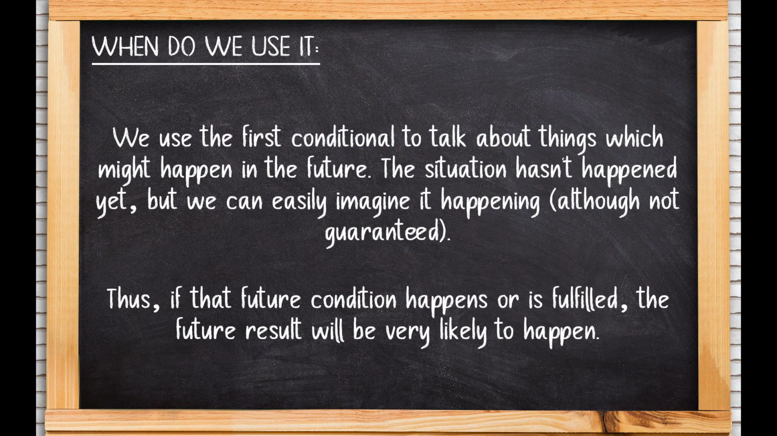We use the first conditional to talk about things which might happen in the future. The situation hasn't happened yet, but we can easily imagine it happening, although not guaranteed. So, thus, if the future condition happens or is fulfilled, the future result will be very likely to happen.